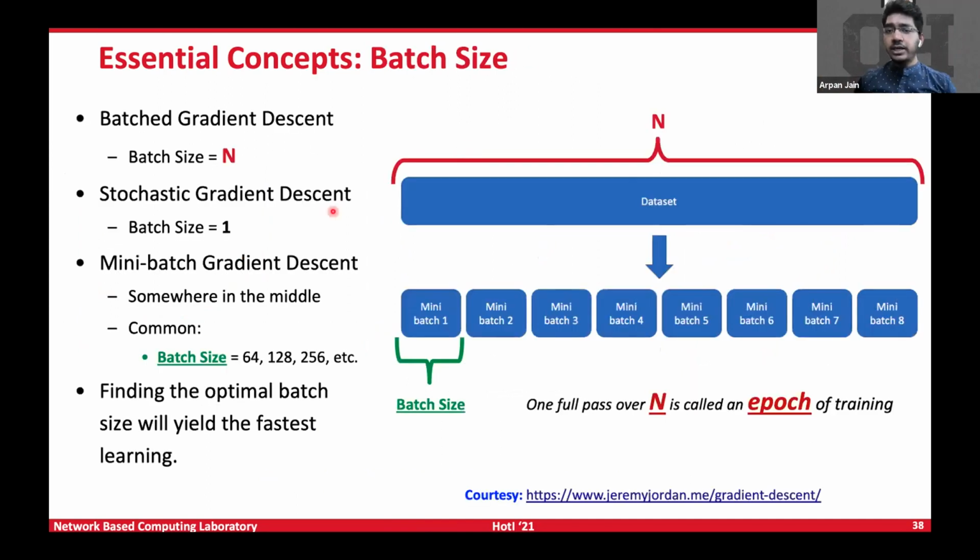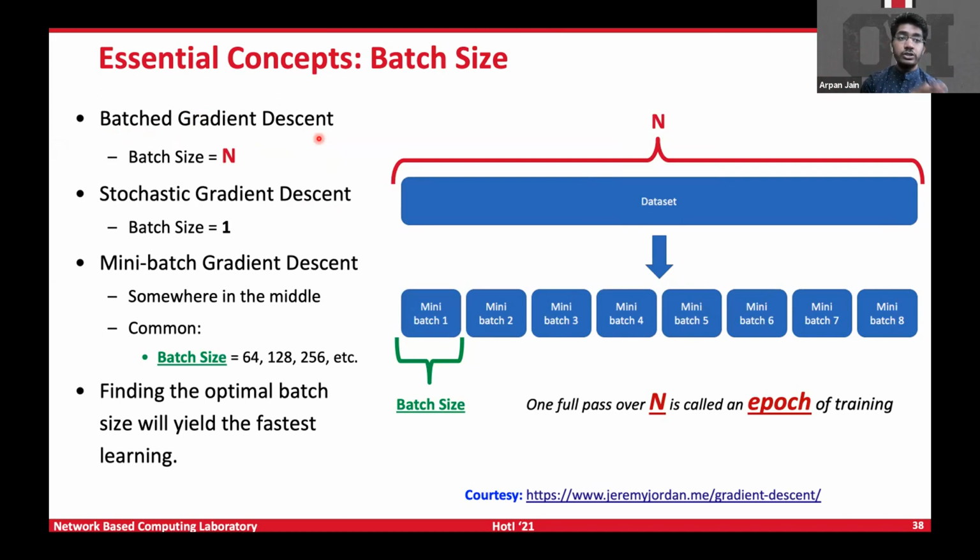Now, another essential concept is the batch size. There are different types of gradient descent algorithms. The first one is batch gradient descent. Suppose that you have 100 samples in your data set and you want to train a model. What you can do is do the forward pass on all 100 samples, then do the backward pass. And after doing the forward and backward pass on all 100 samples, you will update the weights.